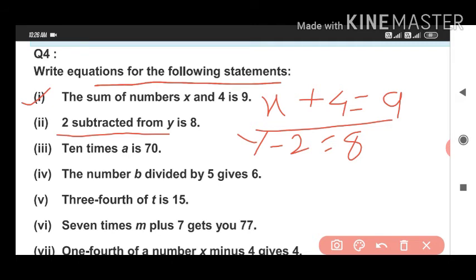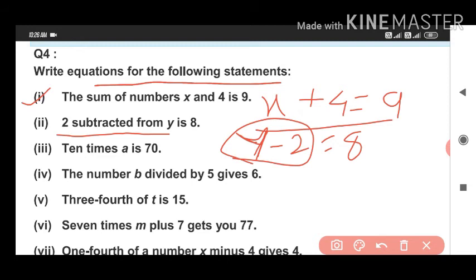In subtraction you don't write the first number first. We have to write the second one first, because here it is written 2 subtracted from y. So from whom are we doing minus? From y. So you will write y minus 2 is equal to 8. So for the second statement, the equation is y minus 2 is equal to 8.